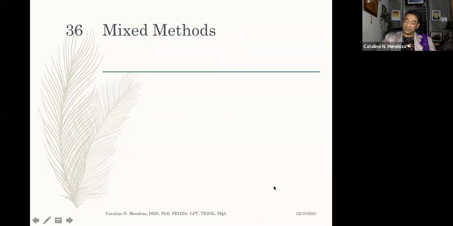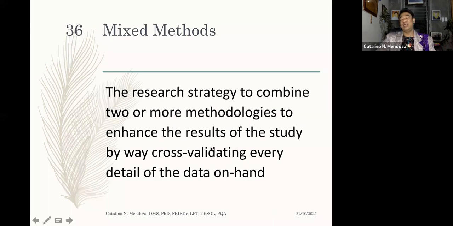So the mixed method, this is the focus of our attention, of which all the qualitative research must be combined together. Two or more methods are possible. So mixed methods research is the research strategy to combine two or more methodologies to enhance the results of the study by way of cross-validating every detail of the data on hand.